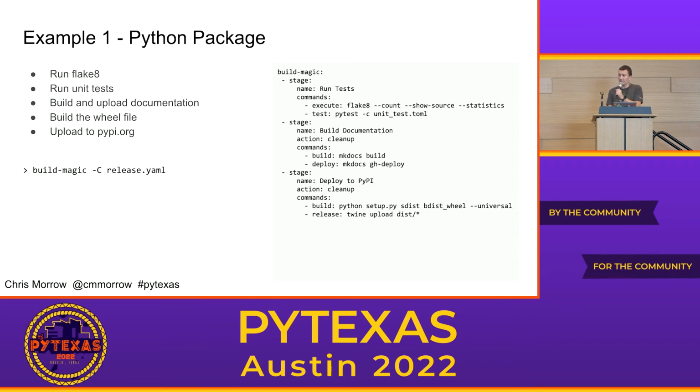So before I used to have a shell script that did all of this. Now I just run buildmagic -c and then the name of the file is release.yaml, and that's it. I still use GitHub Actions for running unit tests for Python 3.6, 7, 8, 9, 10, and checking code quality and coverage and that sort of thing. But this is the process for actually just uploading to PyPI when I'm ready to push a release.